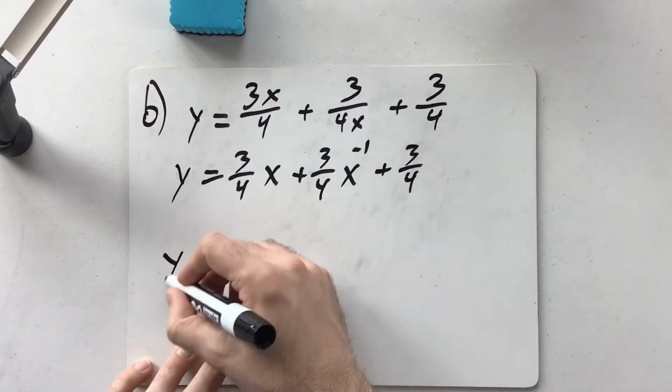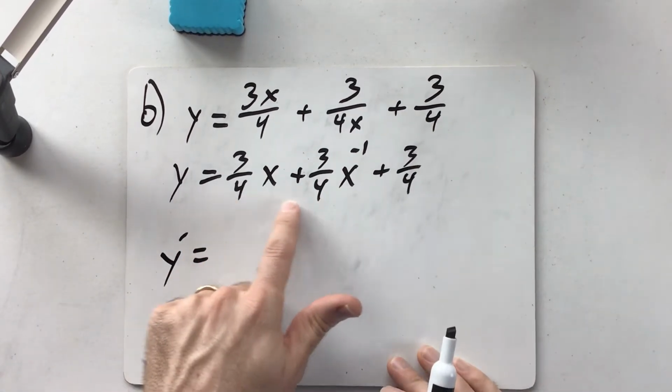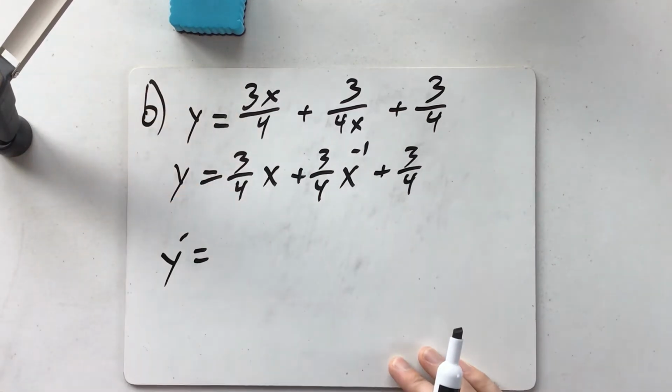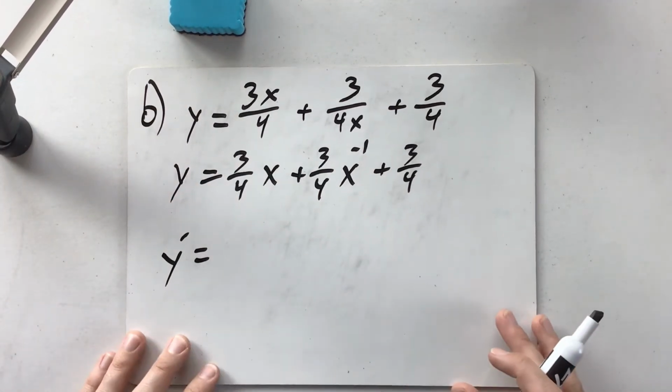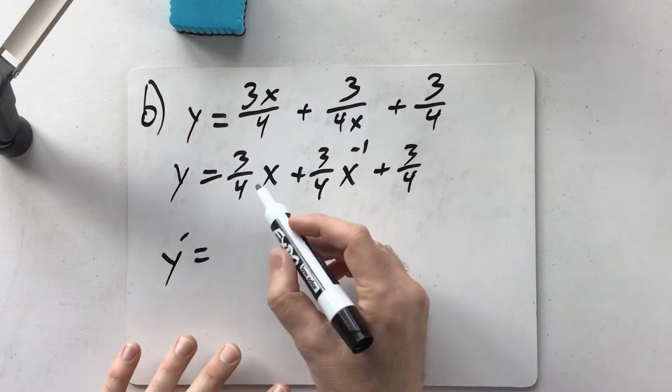So now we're ready to take the derivative. Notice this is not the derivative. This is just me rewriting the same equation. I just haven't changed the equation. Okay? Now, what is the derivative?